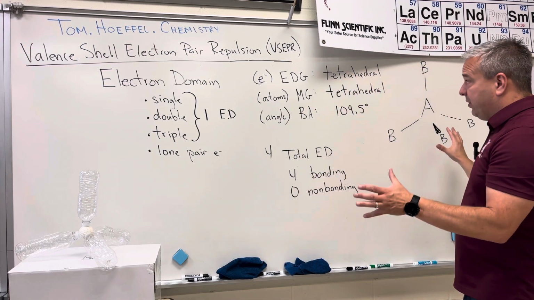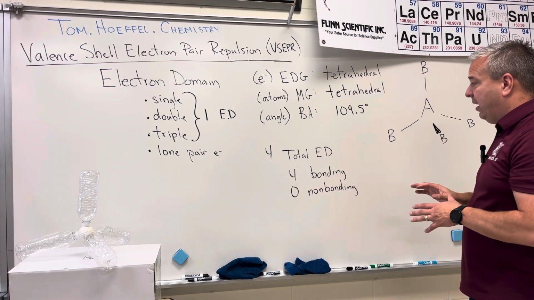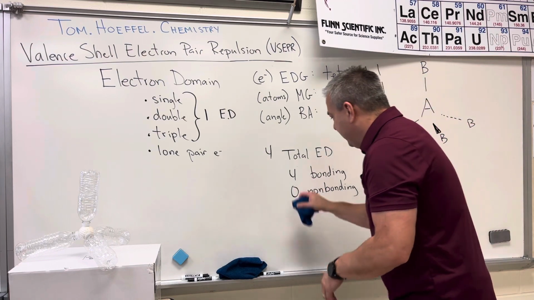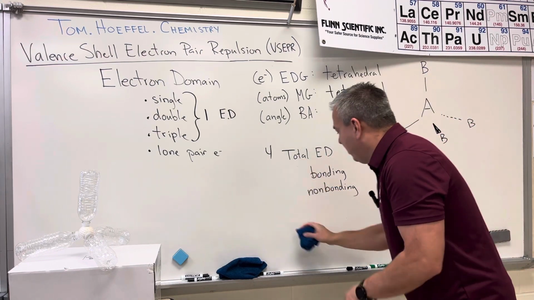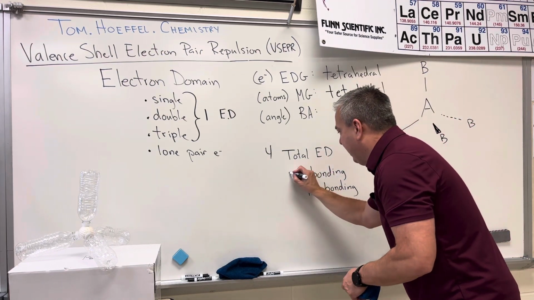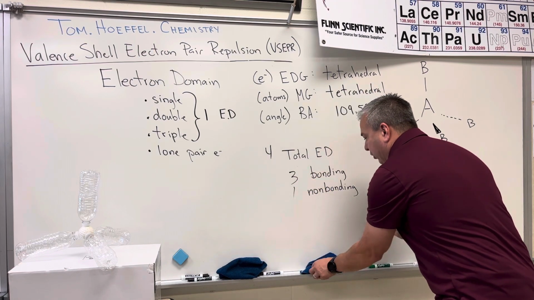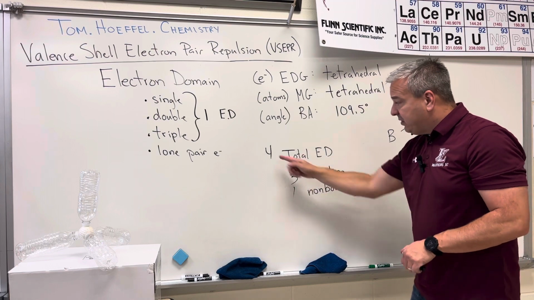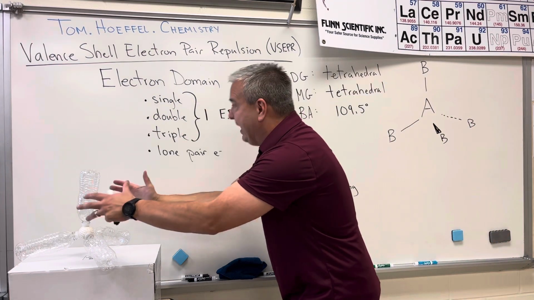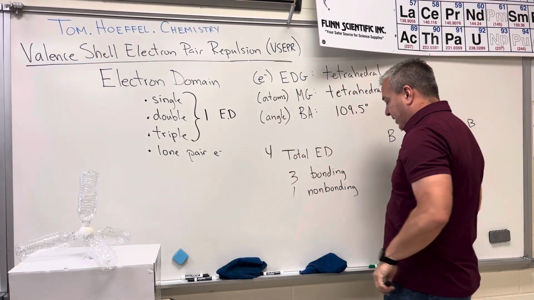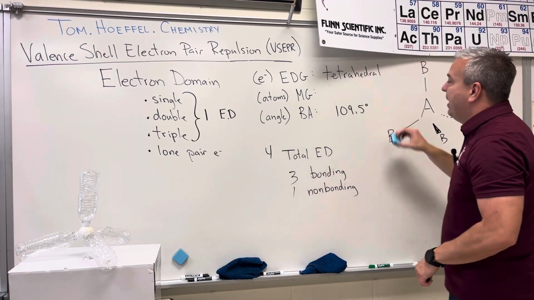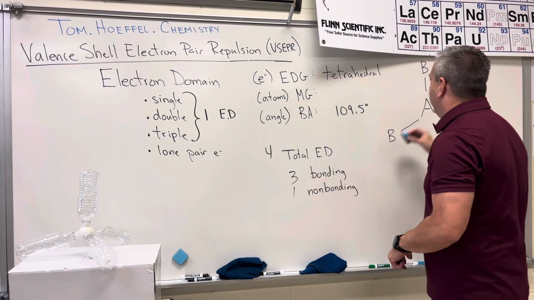So this is 4 domains, okay, when all of them are bonding. So let's do a what if, okay? Instead of 4 and 0, what if I came in and said, hey, 3 of them are bonding, but we have a lone pair or a non-bonding pair? As long as this totals 4, the electron shape is going to be tetrahedral, okay? But what's going to change is the molecular geometry and the bond angle, okay?